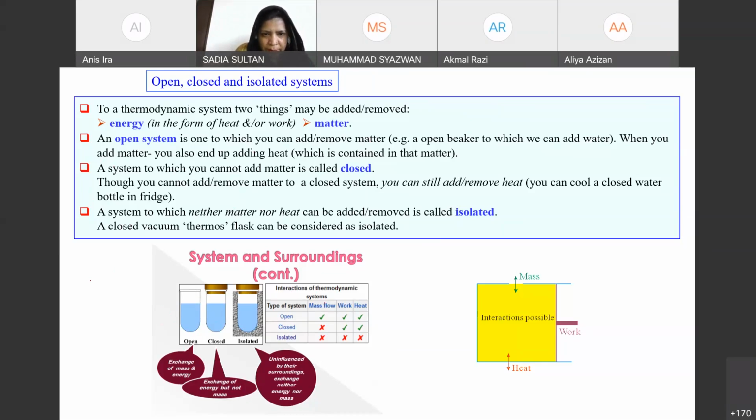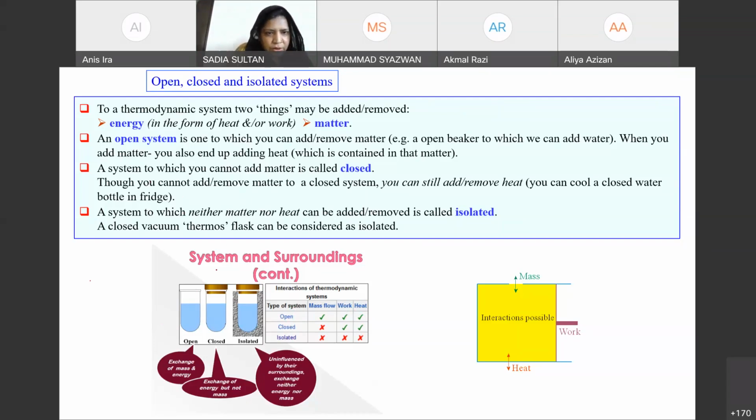So interaction of thermodynamic systems, types of system: open, closed, and isolated. You see, mass can flow, work can be done, or heat also can be added or removed, right? Okay, this is an open system. The second is the closed system. A system to which you cannot add matter is called closed.